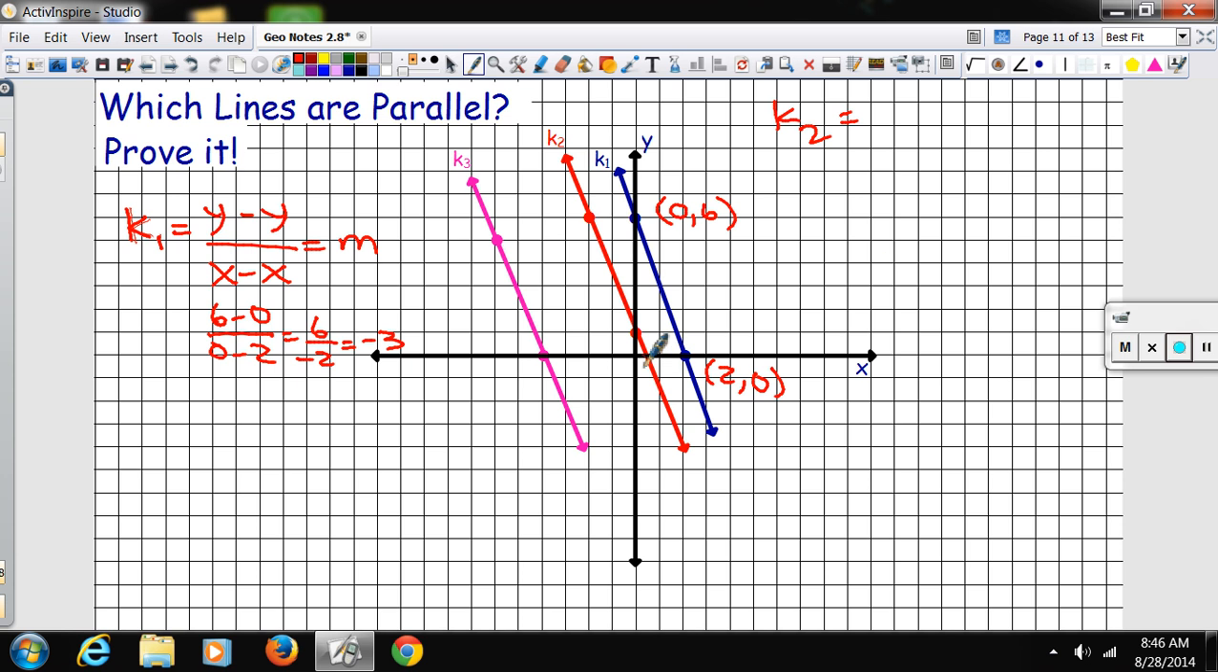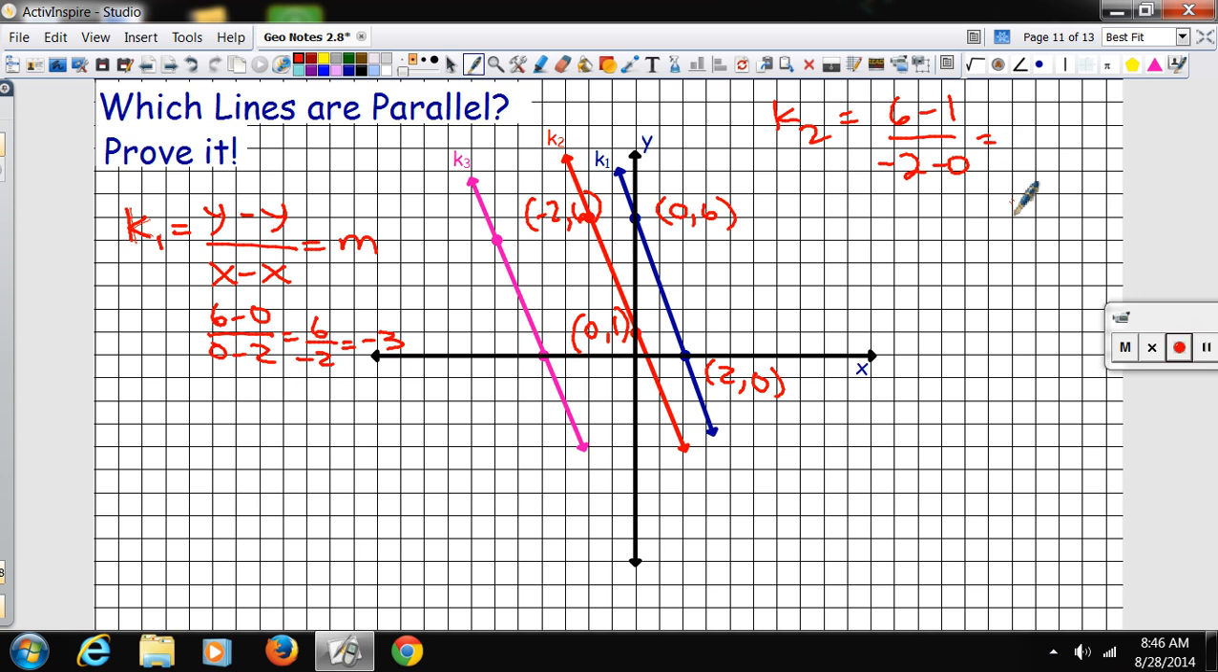Okay, K2, let's go. We go over negative 1, negative 2, 1, 2, 3, 4, 5, 6. So this is negative 2, 6. This point is the point 0, 1. So let's plug in our formula. 6 minus 1 and negative 2 minus 0.